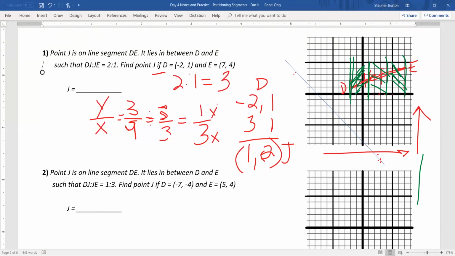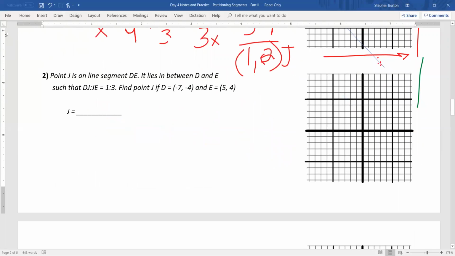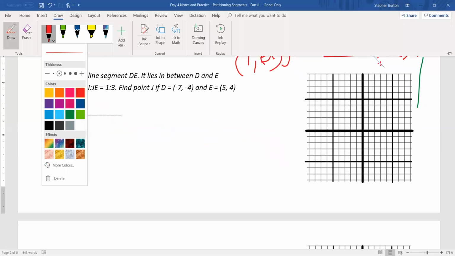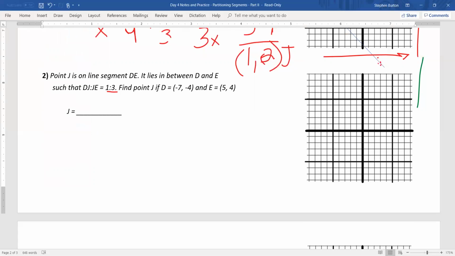Why can't I move this down? Let's try here. All right, let's draw it again. Let's change this to red. It says we got a 1 to 3 ratio, so that's going to be 4 partitions. -7, -4. This will be a little bit wider apart, easier to draw. 1, 2, 3, 4, 5, 6, 7, and down 4. 1, 2, 3, 4. So that'll put us right there. And then 5, 4. 1, 2, 3, 4, 5. 1, 2, 3, 4 right there.